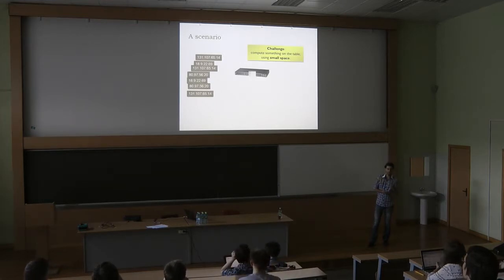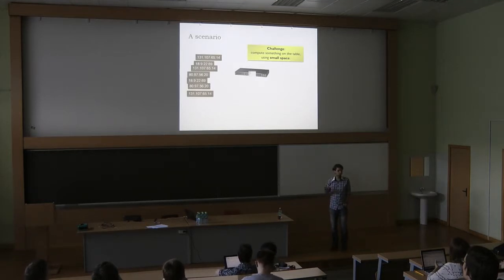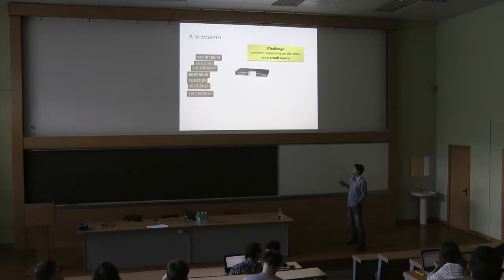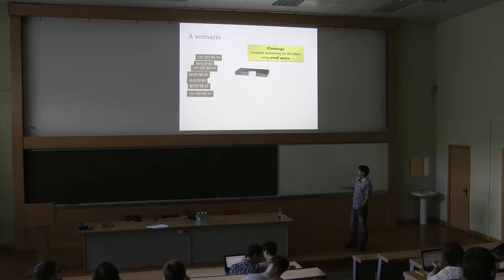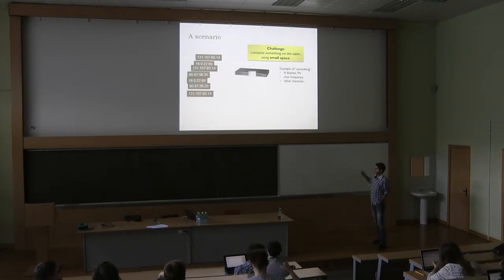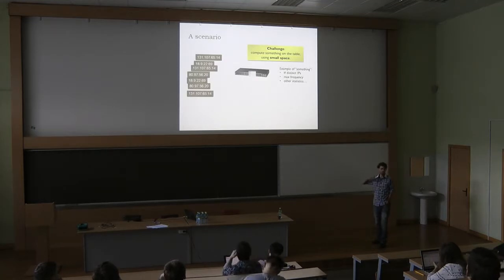But you can imagine that this table can have millions upon millions of entries, so gigabytes of data passing through the router, whereas the router might have something like 1 megabyte, for example. So definitely such a table doesn't fit on the router, so you have to somehow compress this information. What kind of things do we want to compute? We cannot store the entire table, this will be obvious. But we want to compute something that we can hope for, such as the number of distinct IPs, or the max frequency, and other statistics.